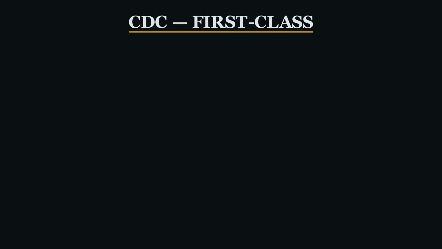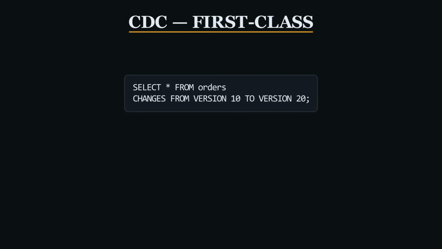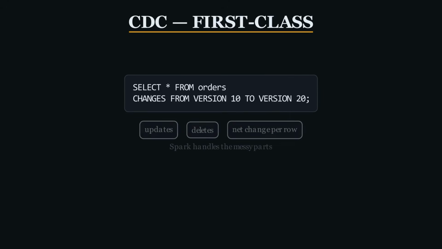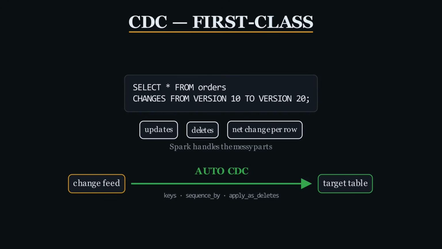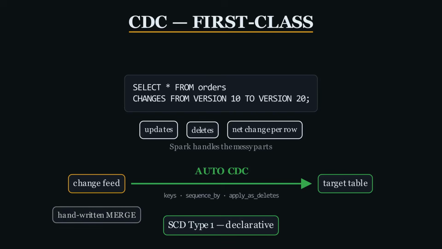Change data capture gets first-class treatment on two fronts. Reading changes. A new changes clause in SQL pulls row-level changes between two versions of a source, and Spark handles the messy parts, updates, deletes, net change per row. Applying changes. Auto CDC lets you declare how a change feed updates a target table as a slowly changing dimension. No handwritten merge that shatters the first time events arrive out of order. Ingesting a change stream just got a lot less scary.